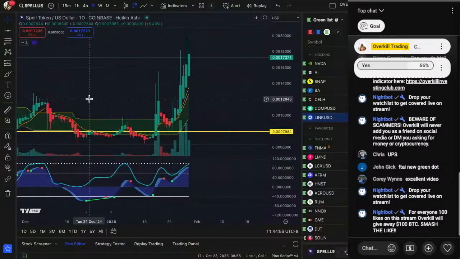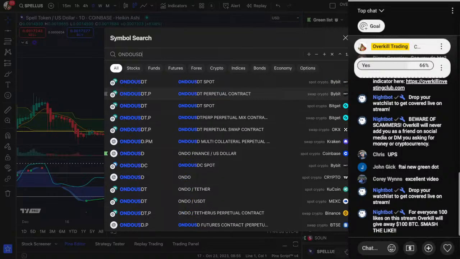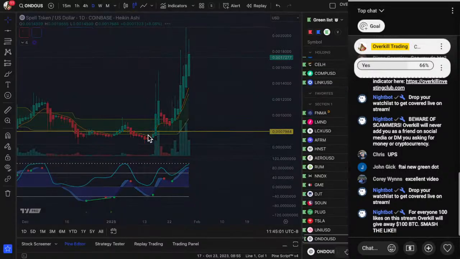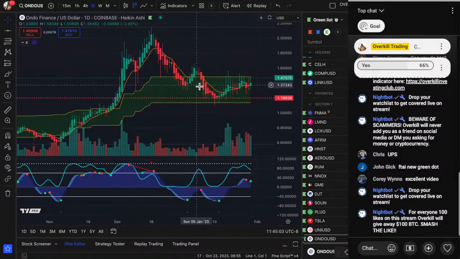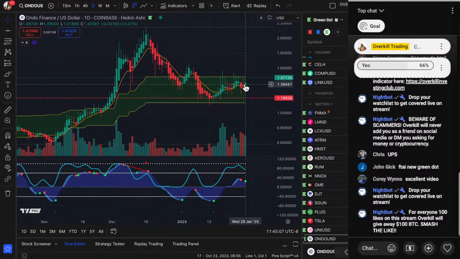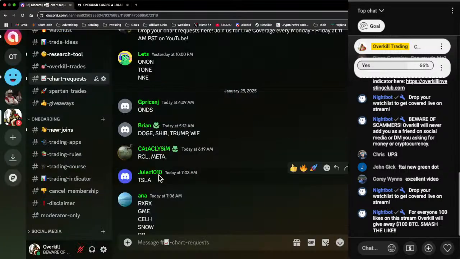Ondo up 10%. Yeah, crypto's just moving off the meeting here. It's beautiful. Absolutely. Look at that. Ondo's got a green dot there too. Banging out. Rip, rip. Okay. Nice. Very nice.